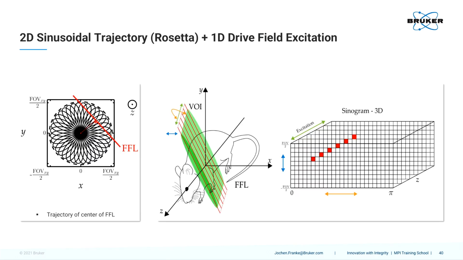As such, we have two dimensions for the translation and rotation, and the third dimension for the excitation, the drive field direction. This means we do not only need to fill a 2D sinogram, but a 3D sinogram. So the excitation direction comes on top, spanning up this 3D field of view. And now we need to find a way to reconstruct this 3D sinogram into the image domain.